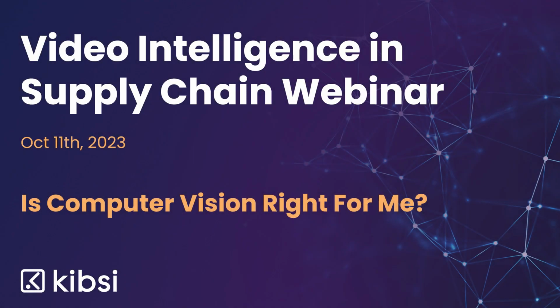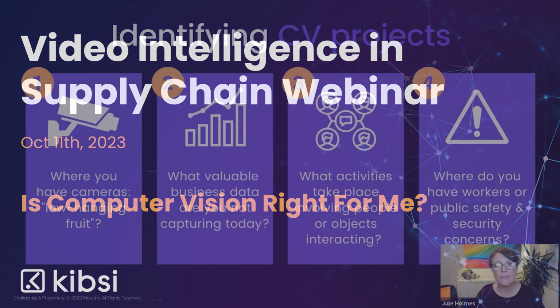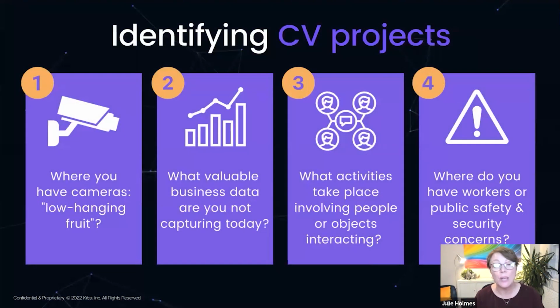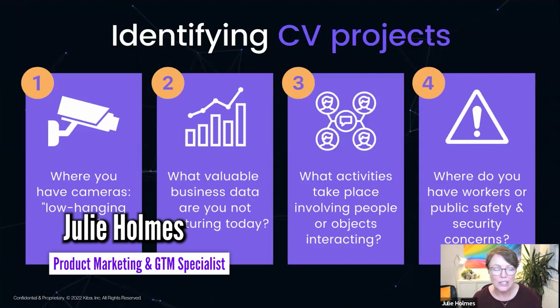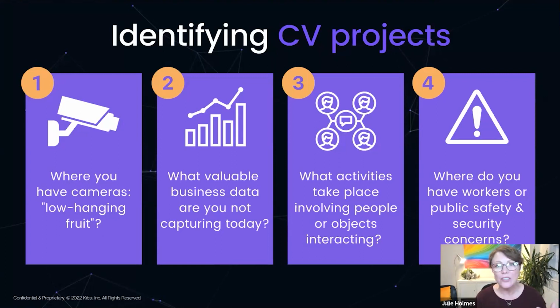So let's talk a little bit about what it looks like if CV was something that was of interest to you and you thought maybe that could add value to your organization. There's really four steps when it comes to identifying CV projects. The first one of those is to really start by looking at where you have low hanging fruit. And by low hanging fruit, I mean cameras already in place.